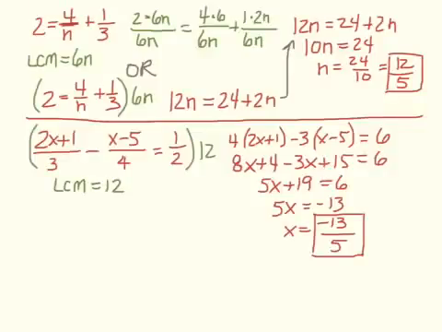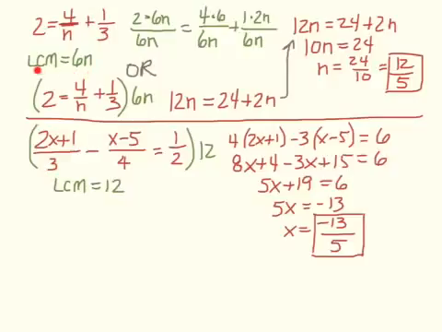Tomorrow, we're going to take what we learned today and apply it to solving rational equations. So, here we have a rational equation: 2 equals 4 divided by n plus 1/3. And, just like before, we need to find our least common multiple.